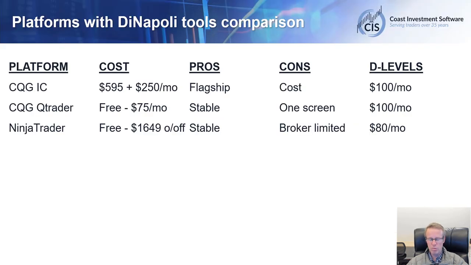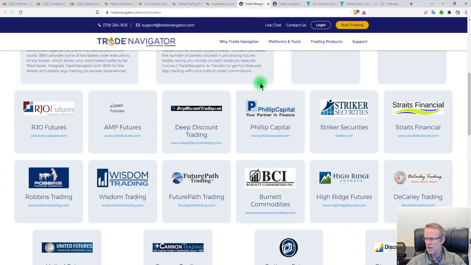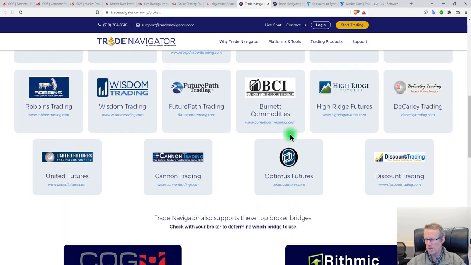And then if we move on, the next platform is Trade Navigator. It comes at an $8.95 once-off cost, including our DiNapoli basic indicators. It's very good as end-of-day trading analysis software. The big con is it is quite unstable if you start to use it as an intraday trading platform. DiNapoli Levels, that's your retrace and expansion, and MACD, and also the predictor come at a monthly cost of $50 per month. So if we quickly look at what's included in Trade Navigator, you can see they've got a whole bunch of brokers supported. That's good.